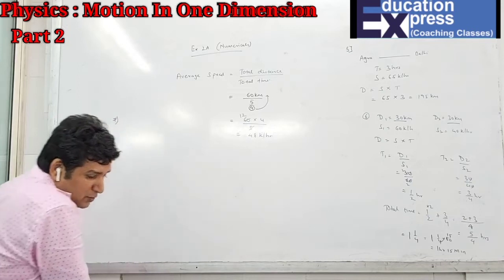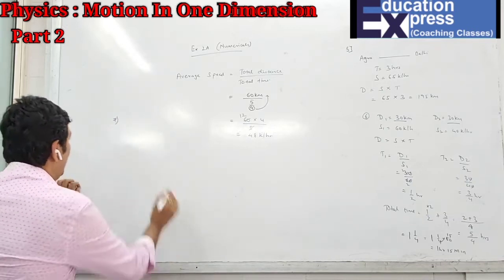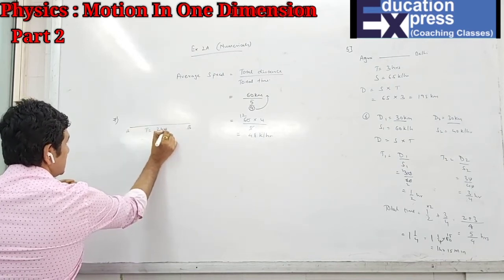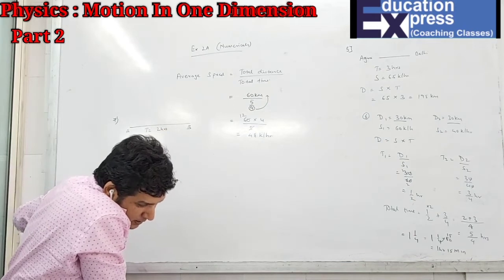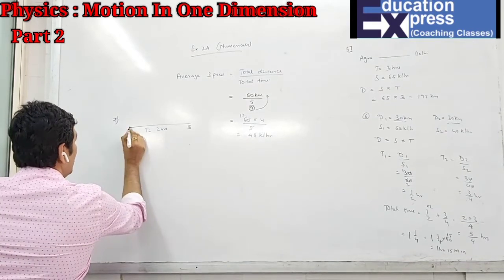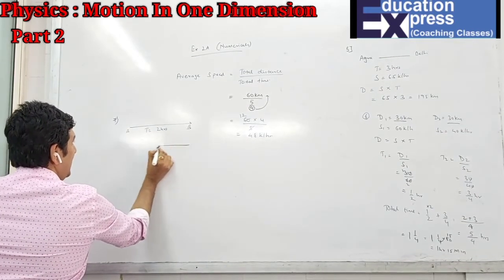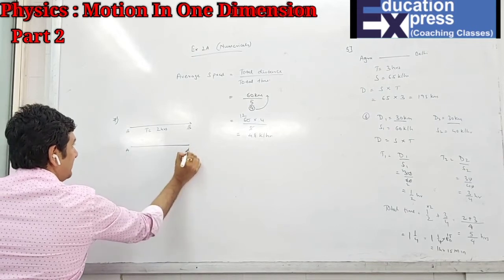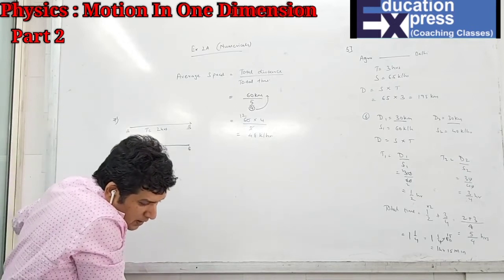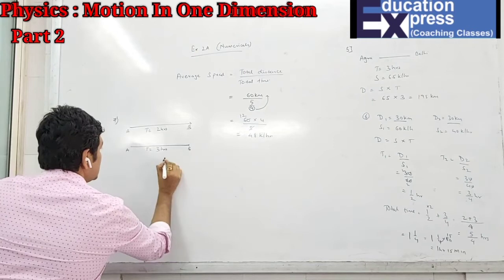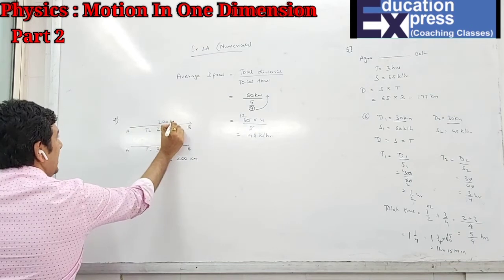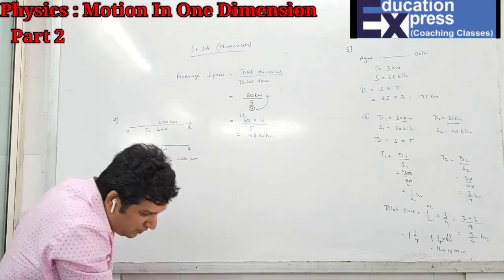A train takes 2 hours to reach B from A. That means the train is starting from A to B, it took only 2 hours. And then 3 hours to return back from B to A. That means from A to B took 2 hours. Then from B, it again went back to A. And now this time it took 3 hours. The distance between the two stations is 200 kilometers. That means here 200, 200. A to B is 200, B to A also will be 200 only.